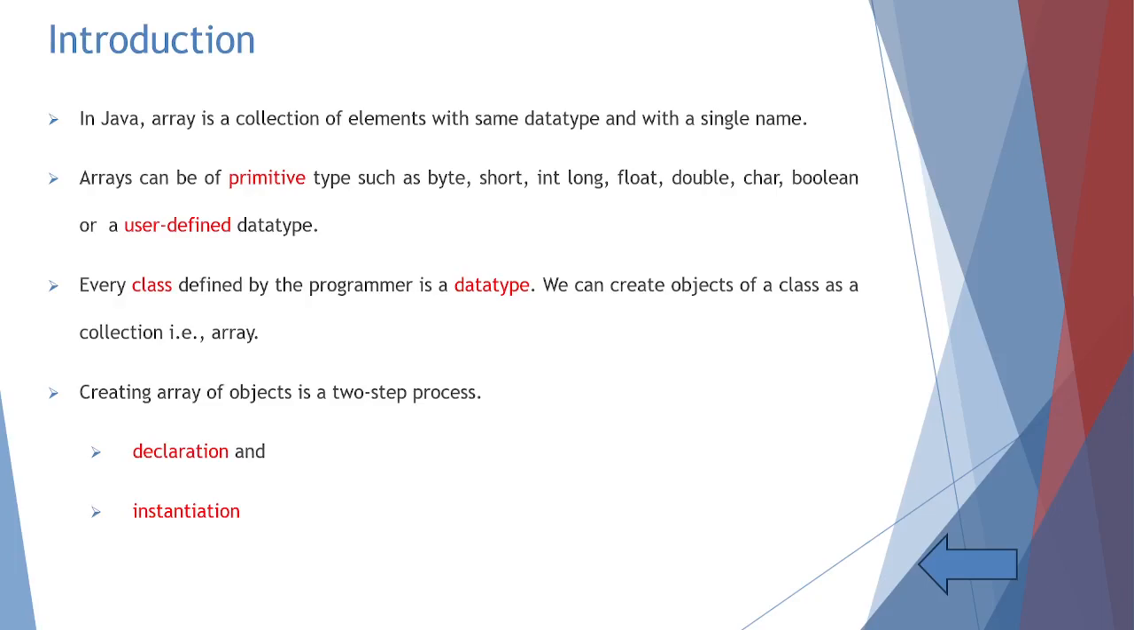In Java, an array is a collection of elements with the same data type and with a single name. Arrays can be of primitive data types such as byte, short, int, long, float, double, char, boolean, or a user-defined data type. Every class defined by the programmer is a data type. So, we can create objects of a class, that is a user-defined data type, as a collection, that is an array. Creating an array of objects is a two-step process. First we need to declare, and second we need to instantiate.